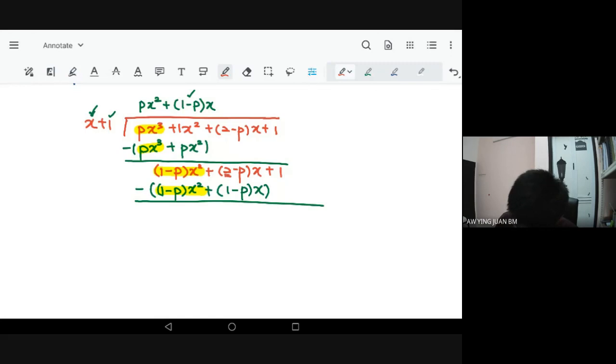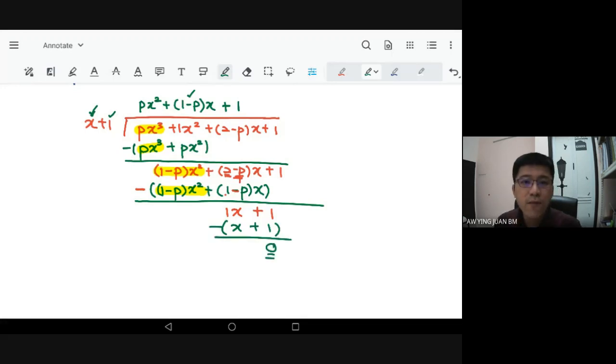2 minus with the 1. So we will have 1. And then negative p minus, so this one becomes plus. So it becomes 0. So here we will have 1x plus with the 1. So finally, plus with the 1. So we will have x plus with the 1. So our remainder is equal to 0.